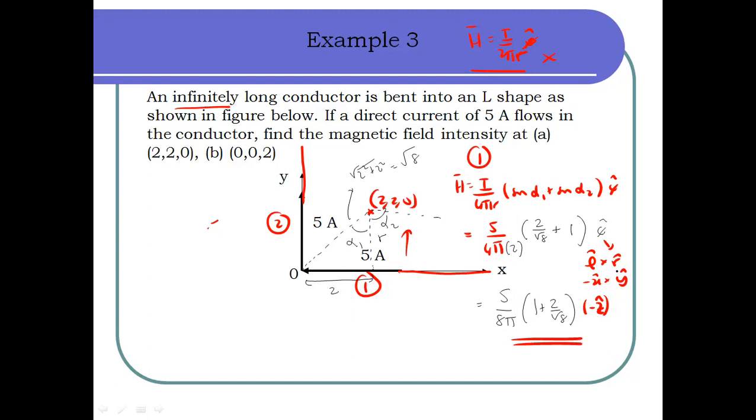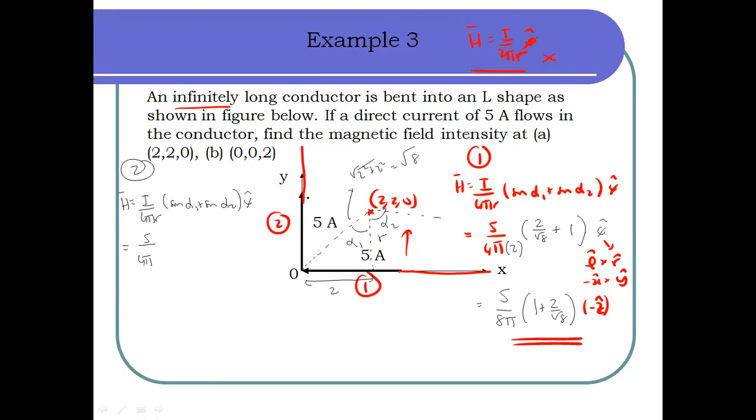which is extended from infinity to 0 along the x-axis. Okay, so we can now proceed with H2, which is produced by filament number 2, this filament on the y-axis. For filament number 2, the H field shall be equal to, again, I over 4 pi R, times sine alpha 1 plus sine alpha 2, in the direction of phi. Okay, so I is 5 ampere.